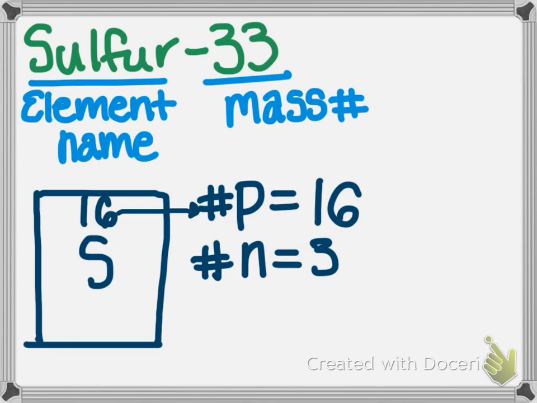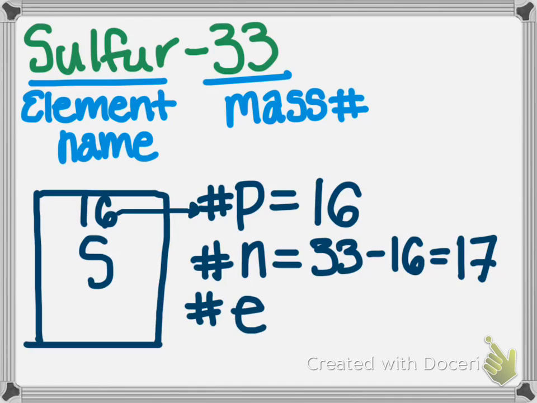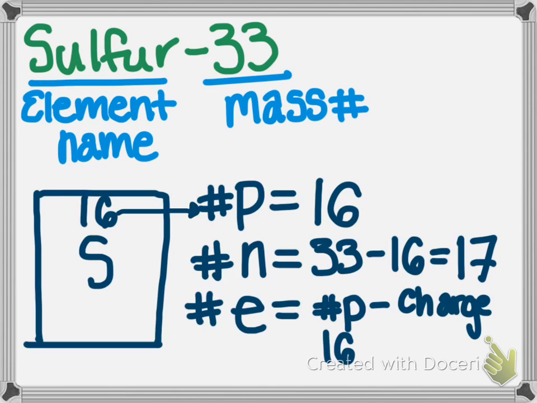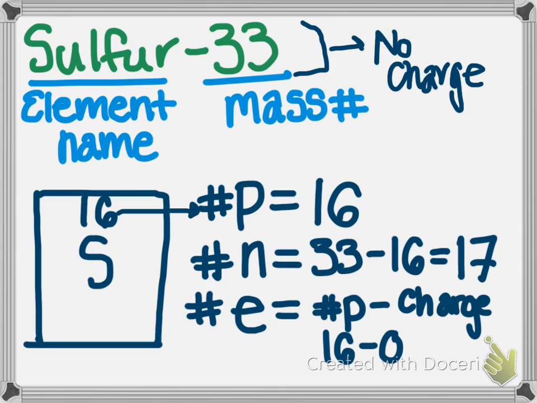Our neutron number was 33 minus 16, so mass number minus the number of protons, which equals 17. And then our electron amount, we're pulling right off the periodic table, so it's going to be our number of protons minus our charge. Since we're pulling it off the periodic table, our charge is going to be 0. There's no charge up here. It's an isotope notation with no charge, which means that our number of protons and our number of electrons is going to be the same. That's how to start the problem: figure out the number of protons, neutrons, and electrons.